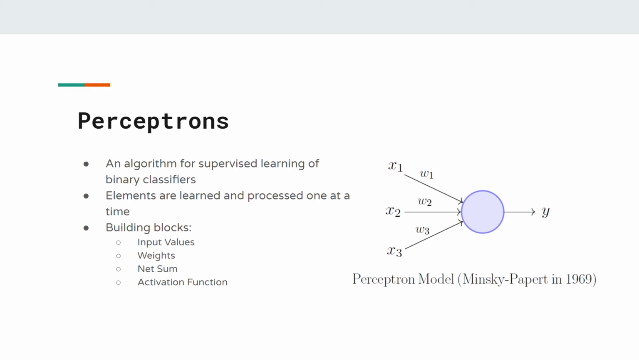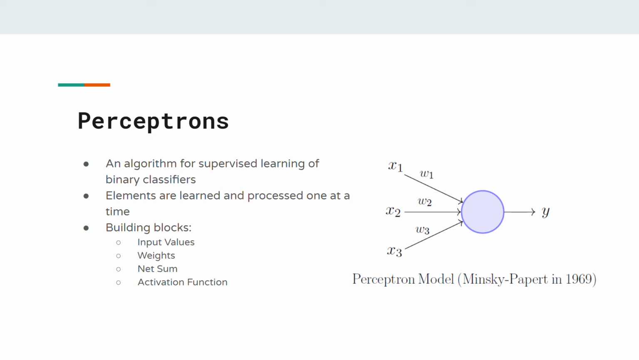Okay, so how are computers capable of recognizing human handwriting? Well, the answer is neural networks and machine learning, and both of those are built upon the foundation of perceptrons. A perceptron is an algorithm for supervised learning of binary classifiers in which elements are processed and learned one by one. A perceptron is most easily understood by breaking it up into four main parts. There are input values, weights, the net sum, and an activation function.